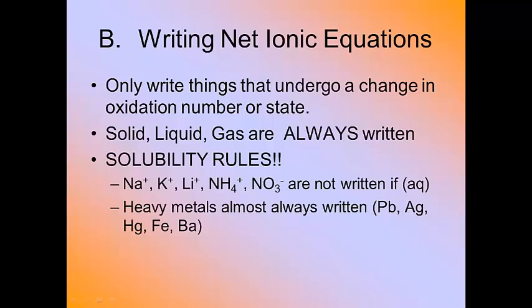Also, your heavy metals. Your heavy metals are going to be written almost always. There will be exceptions, and I'll show you exceptions throughout class, but primarily your heavy metals like lead, silver, mercury, iron, and barium are metals that sit on the bottom half of the periodic table, and they tend to produce insoluble substances. And because they produce insoluble substances, that means they're going to be a solid somewhere, and it comes right back to this one right here. Solids, liquids, and gases are always written.